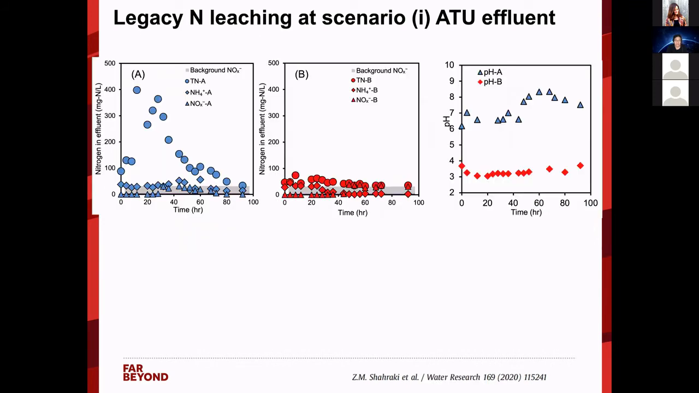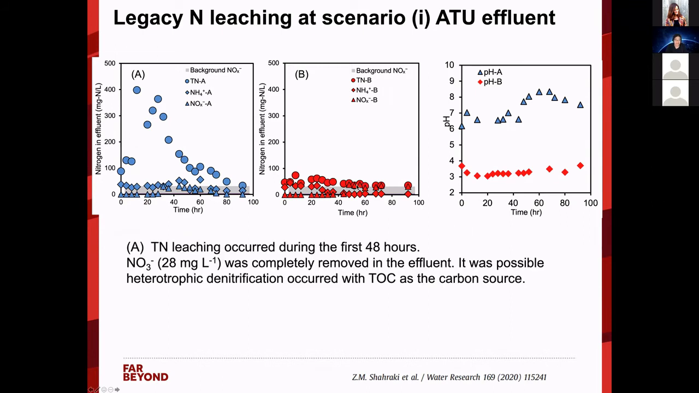Okay, so here is the result of the time course leaching result of both columns. As you can see for column A, as the synthetic ATU effluent passes through the column A, we found the TN concentration in the effluent reached the highest level at the first 12 hours and gradually decreased during the first 48 hours. And this reflects the elution of the pore water that were already present in the soil.